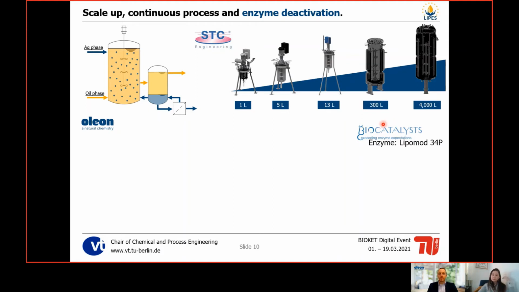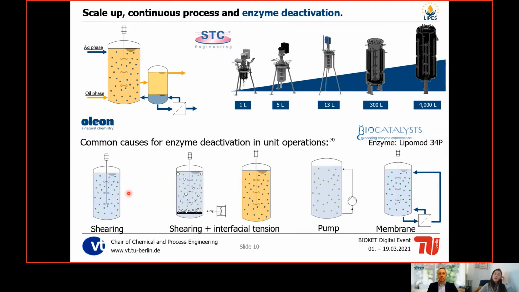So what we do is we simplify the system. We take an enzyme from our project partner Biocatalysts. The enzyme is the Lipomod 34P, and we test this enzyme for different unit operations. We've tested shearing inside the reactor, so basically just dilute the enzyme in water and then shear it for a longer time period. We also introduce aeration. We introduce gas bubbles inside the liquid to see the effect of interfacial tension. And we also observe the enzyme activity inside our emulsion where the reaction happens.